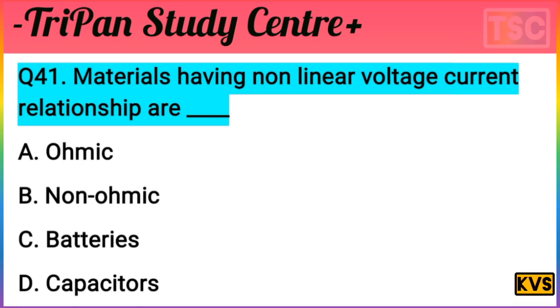The question is clear. The materials having a non-linear voltage-current relationship are... not capacitors, neither batteries, and not ohmic. It means option B is correct. Option B is correct. Non-ohmic. Option B is correct for this question. Let's see the next question.